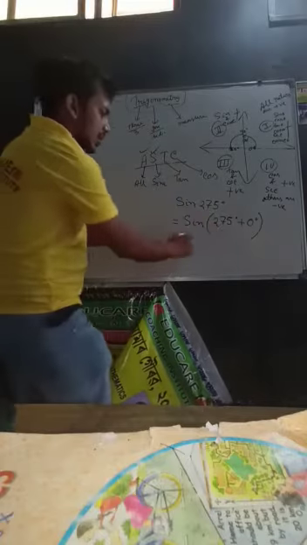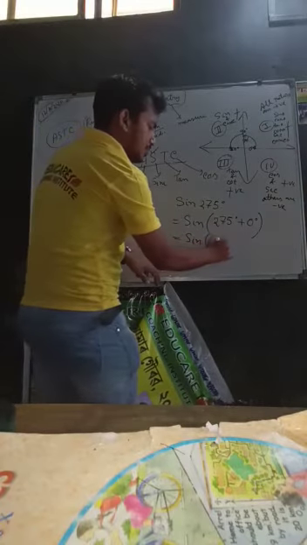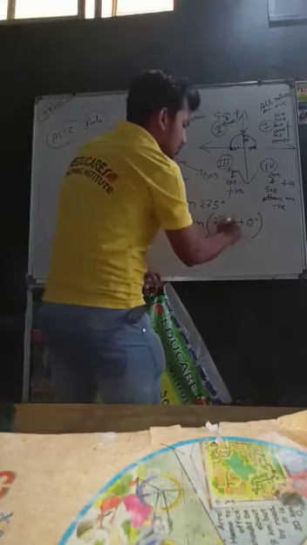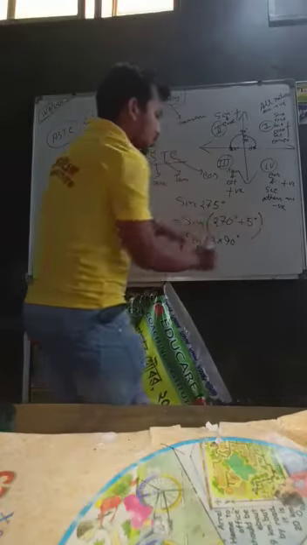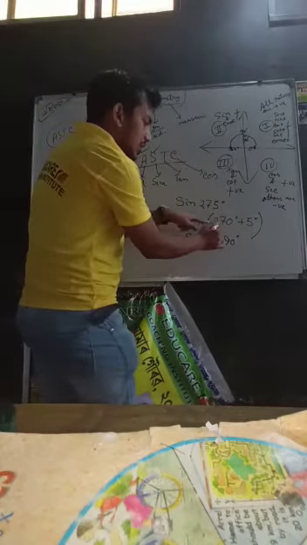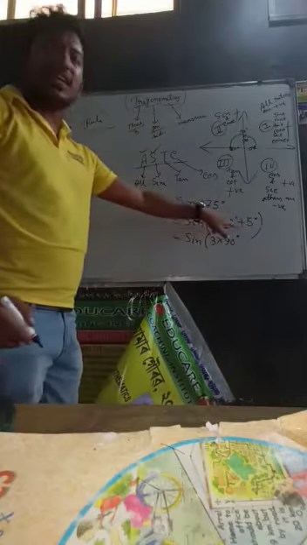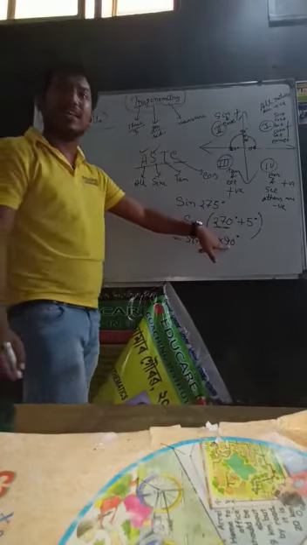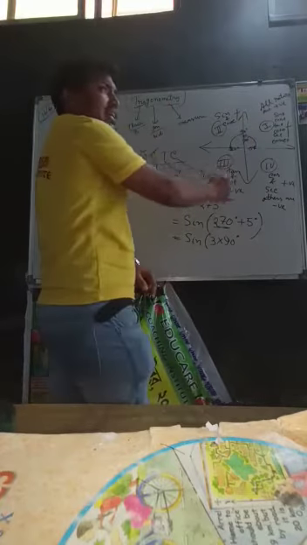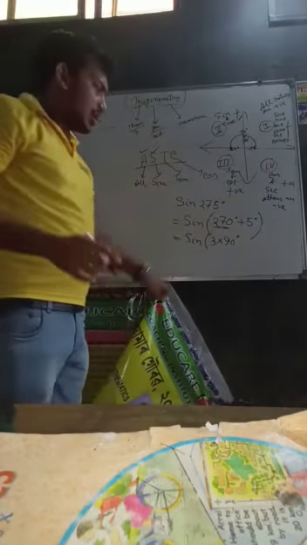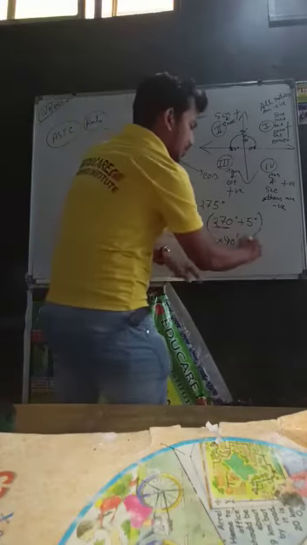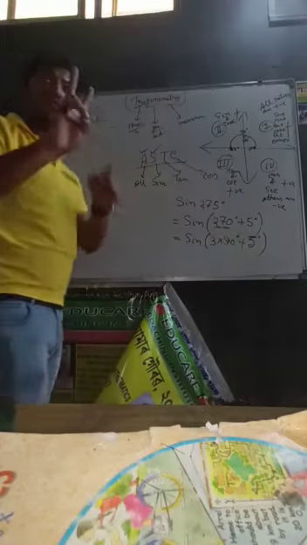275 means what? You can also write 3 into 90. Sorry, 270 plus 5 will be here. 270 plus 5 will be equal to 275. Okay? We can write 270 as 3 into 90 degree. Why 90? Because one quadrant takes 90 degree, second 90, third 90, fourth 90. So 3 into 90 means 270 plus 5, which is 275. Here two rules exist.